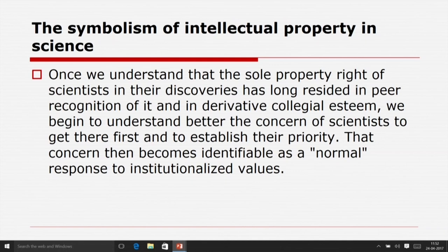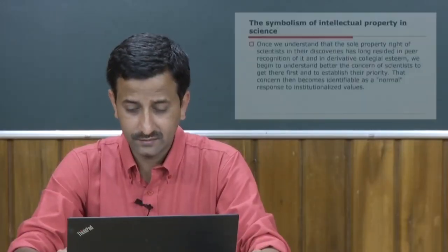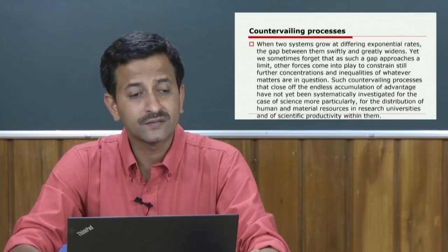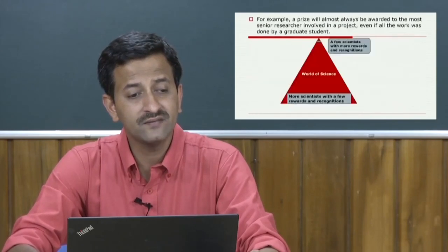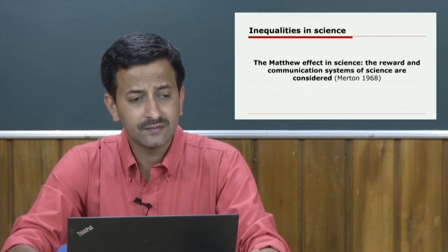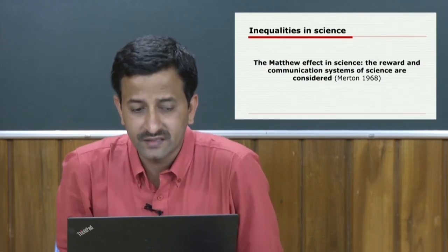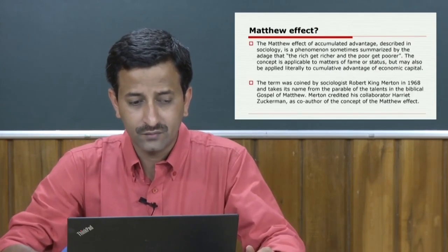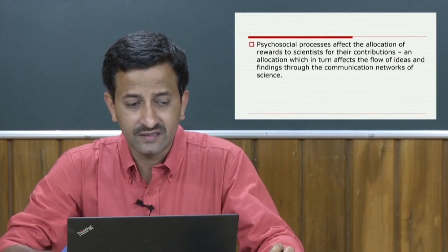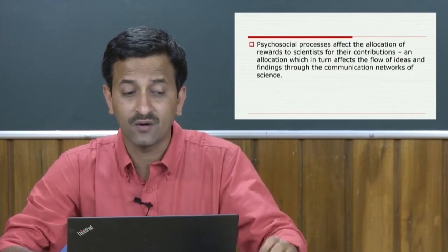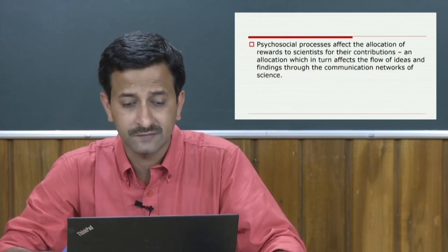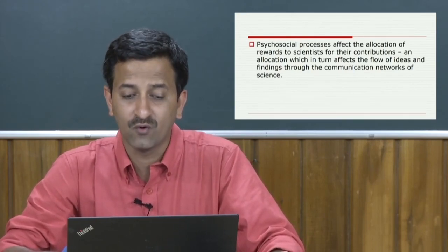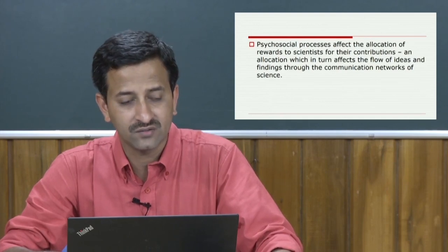And then what we have discussed till now in this module: we started with the inequalities in science, in terms of the Matthew effect in science, the reward and communication systems of science. Then we discussed the Matthew effect in its generality, how psychosocial processes affect the allocation of rewards to scientists for their contributions, an allocation which in turn affects the flow of ideas and findings through the communication networks of science.